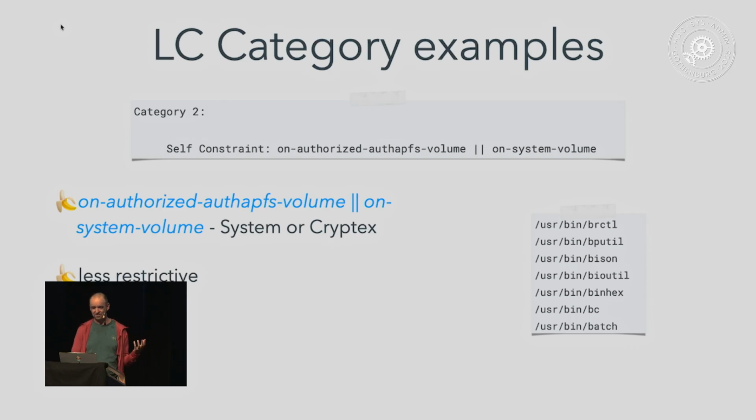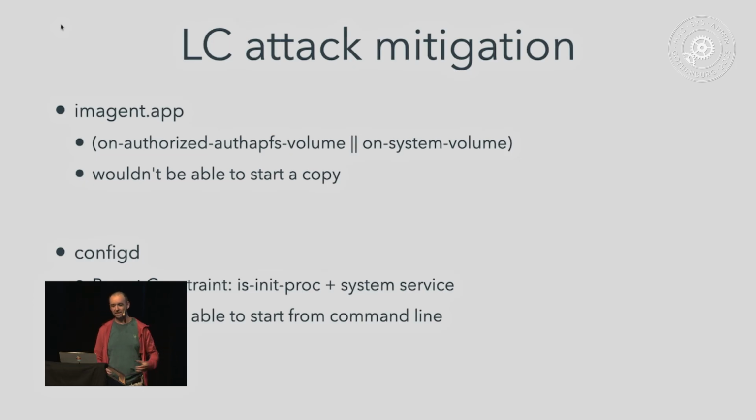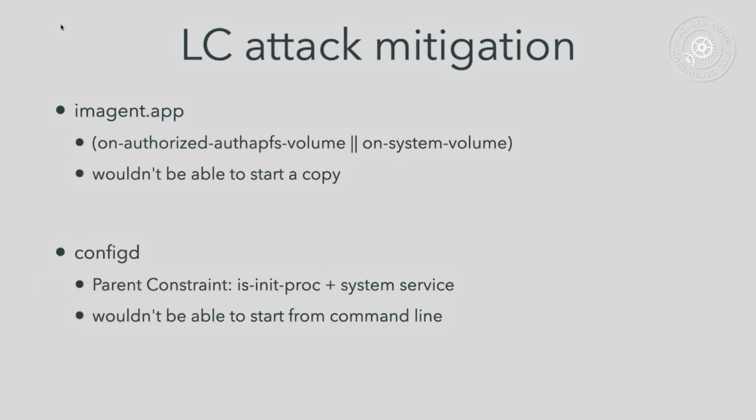So basically, launch constraints solves a problem or an attack surface where you could make a copy of the application or invoke it from the command line with some weird settings which Apple doesn't want. So there might be vulnerabilities out there, but you can no longer exploit them. This was a major step, I think. And yeah, if you look at the specific examples, the image and app vulnerability, it wouldn't be possible because if you make a copy, you cannot start it. Configd, again, it has to be started by launchd, so you cannot invoke it from the command line.